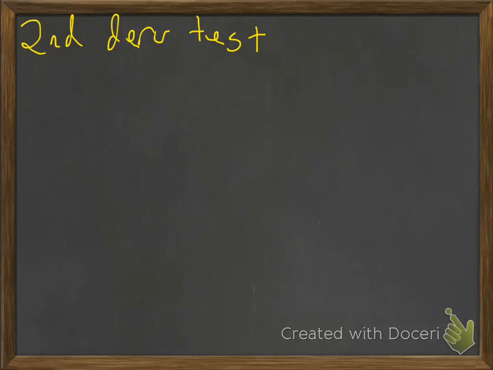All right, so we're going to look at a couple examples of what's called the second derivative test. We use the first derivative test to locate mins or maxes. With the first derivative test, you found the critical numbers of your function. A critical number had to be defined for the function.